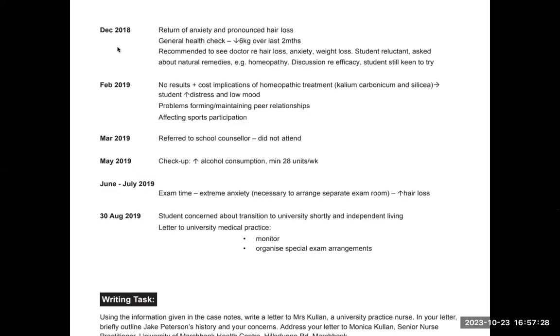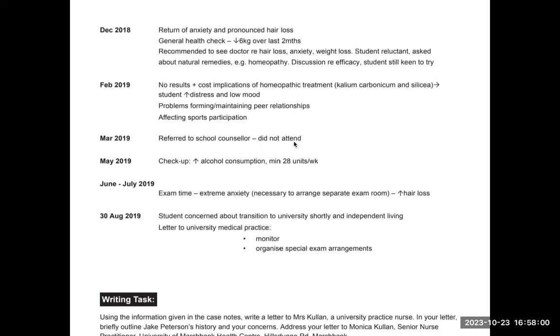Feb 2019, that means January, February, after 2 months, no result, plus cost implications of homeopathic treatment. Student increased distress and low mood. So he lost his money. There were no results. So he got even more depressed, even more distressed. Problems forming, maintaining peer relationships. Now he is unable to make peer friends. Peer means friends. Now he is unable to make relationships. Affecting sports participation. So he's a swimmer, getting all the things wrong now.